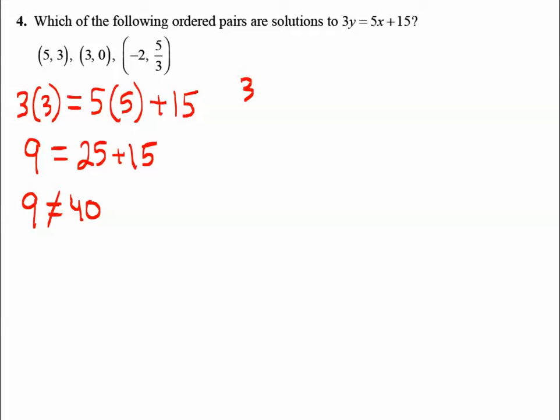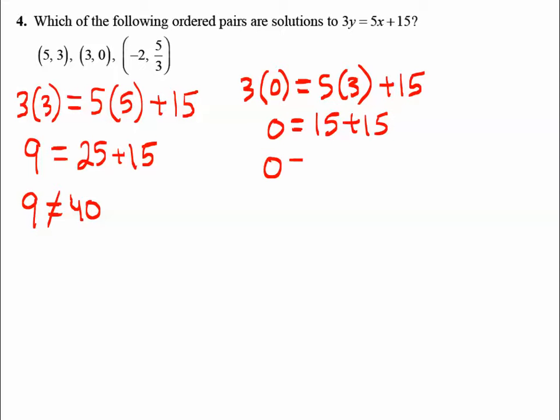3, 0. Try this one here. Again, just plug in 0 for the y value. The 3 goes in for the x value. Adding things up gives you 0 is equal to 15 plus 15, or 0 is equal to 30. I don't think so.